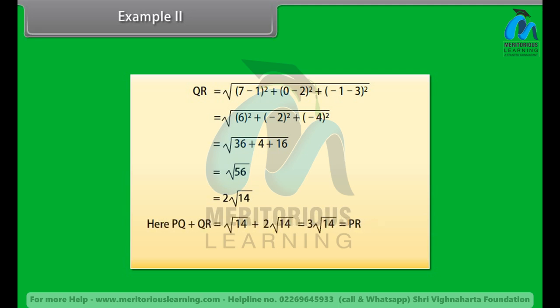Here, PQ plus QR is equal to square root of 14 plus 2 into square root of 14, is equal to 3 into square root of 14, is equal to PR.